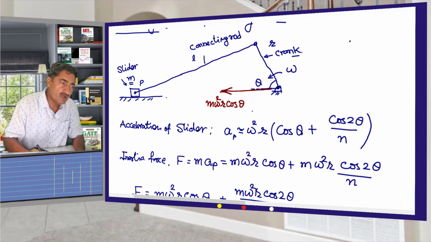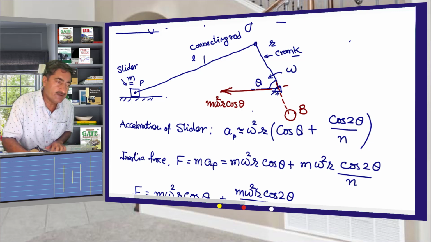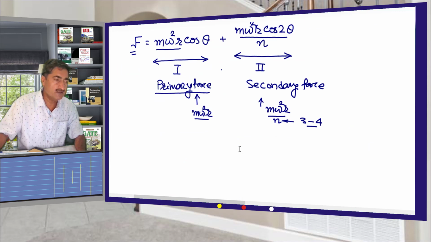Now we attach, in the opposite direction of this crank, a mass B. This is the mass of the balancing mass at radius b. The centrifugal force is B into omega square b. This is the centrifugal force. First we draw a diagram.